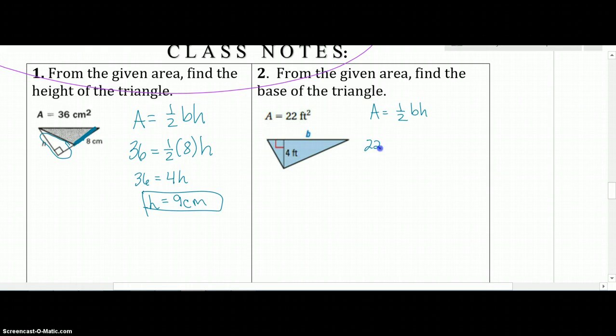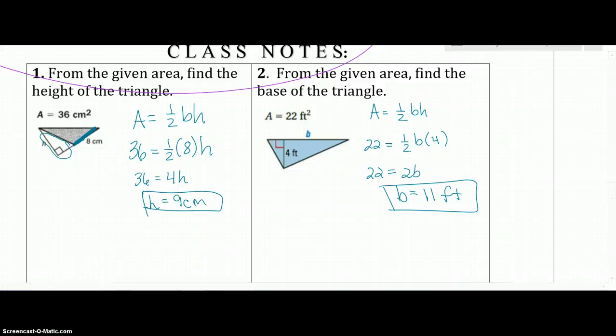The area this time is 22. We have 1/2 times base times height, which is 4. The height is given inside of the triangle this time. That's all multiplication over there, so I can take half of 4, even though the b is between them, it doesn't matter. Half of 4 is 2. And if you divide both sides by 2, you get the base is 11 feet. Questions on that?